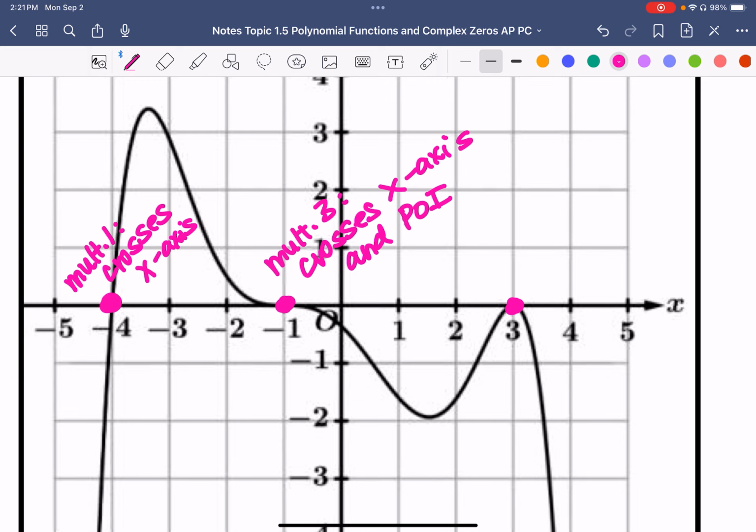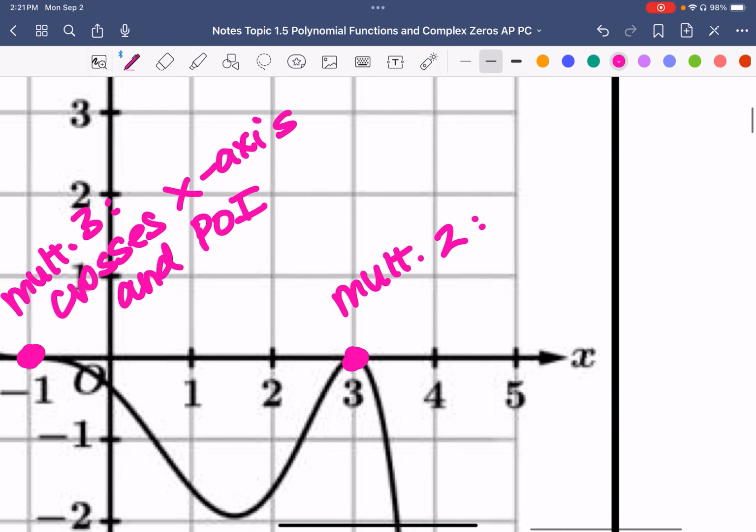At x equals 3, we said that that 0 had a multiplicity of 2. Okay, this one does not cross the x-axis. This one basically just bounces off.